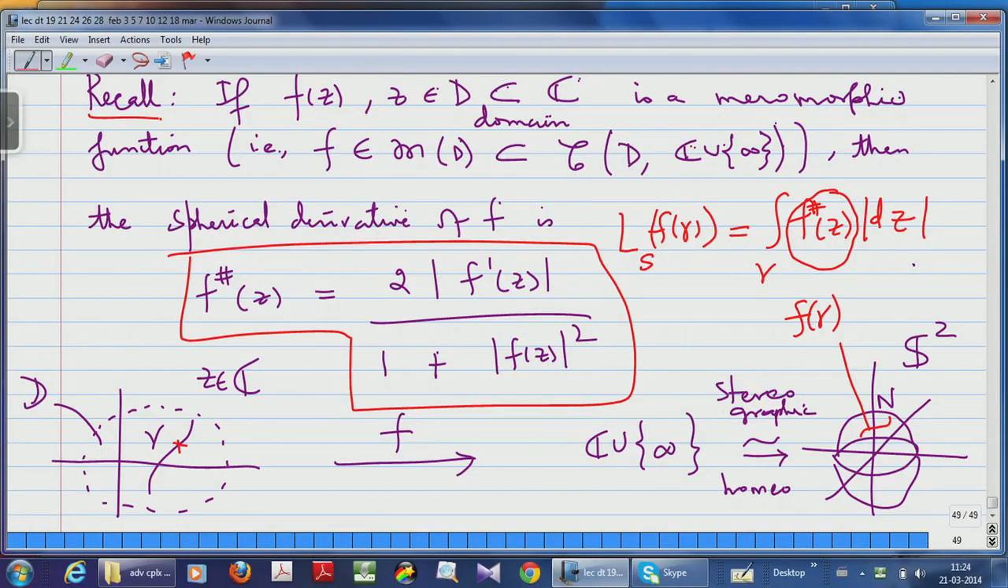Before that, let me also tell you that in this formula for the spherical length of f of gamma, if, instead of putting f hash of z, I put the modulus of the derivative of f, and assume that f is a holomorphic function, then I will get the length of the image of gamma under f. Then f will map only into the complex plane. If f is differentiable everywhere on gamma, then it's not meromorphic, so the image of gamma will lie in the plane itself. It's not going to go to infinity, because there are no poles.